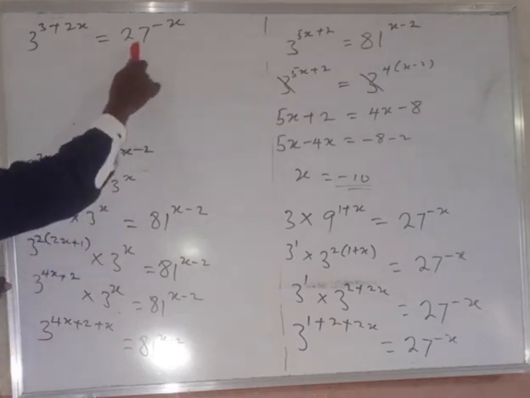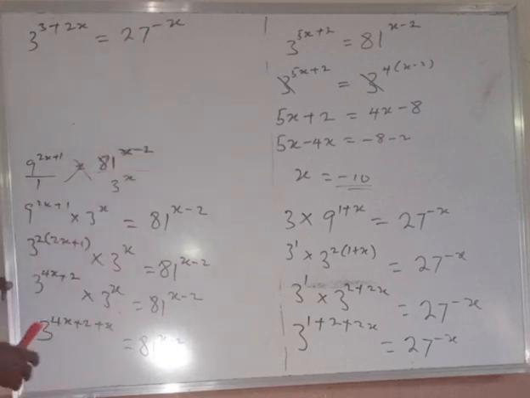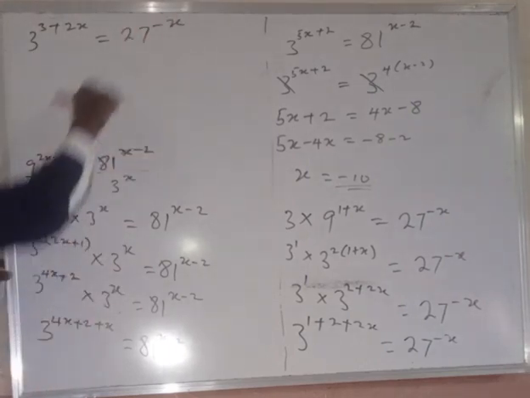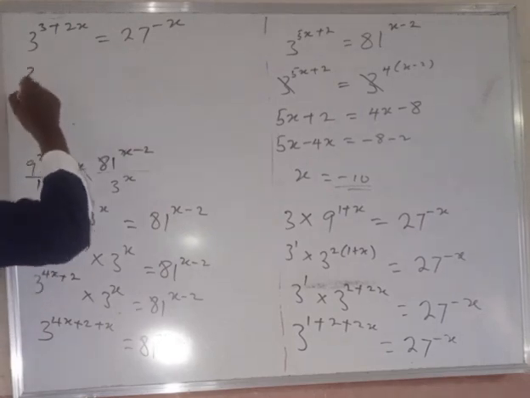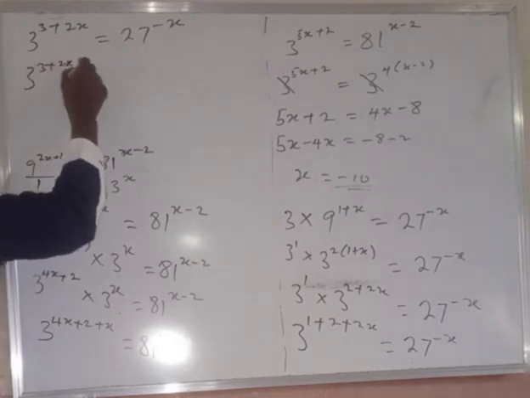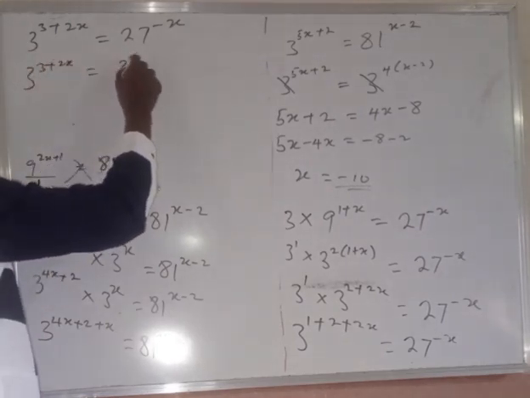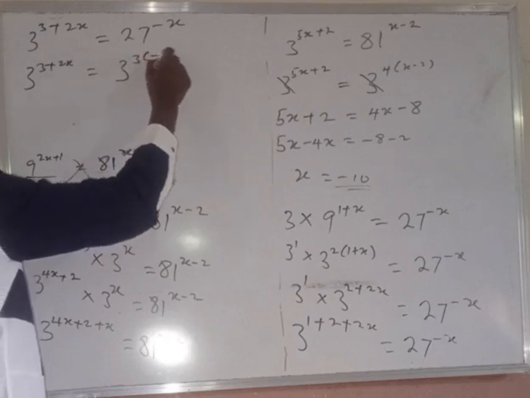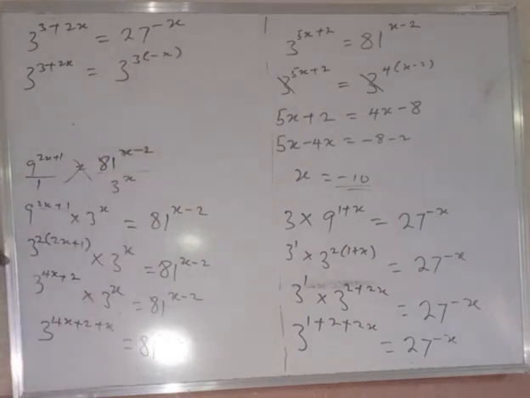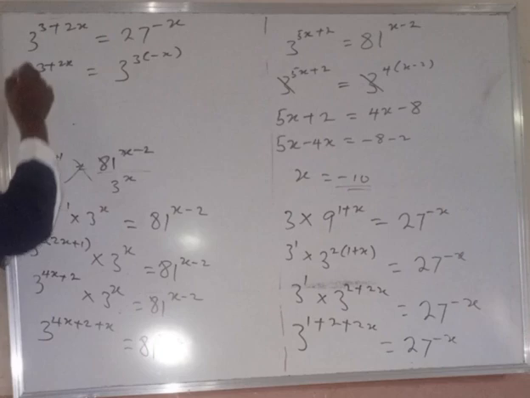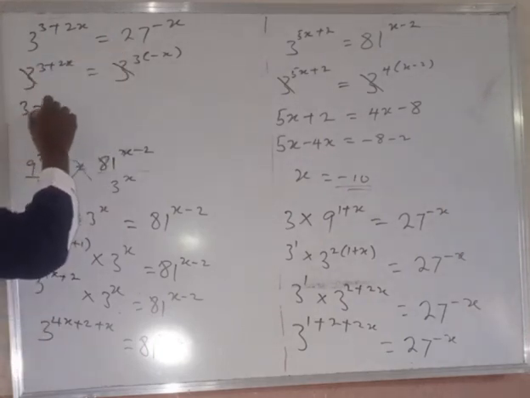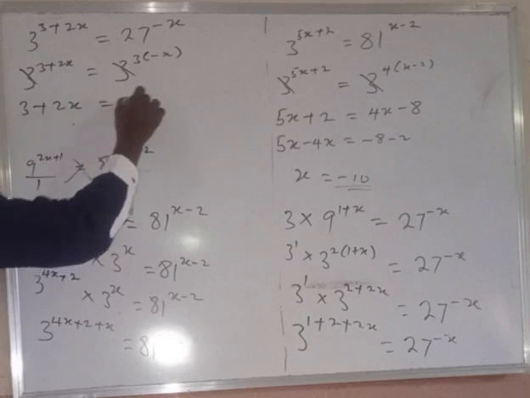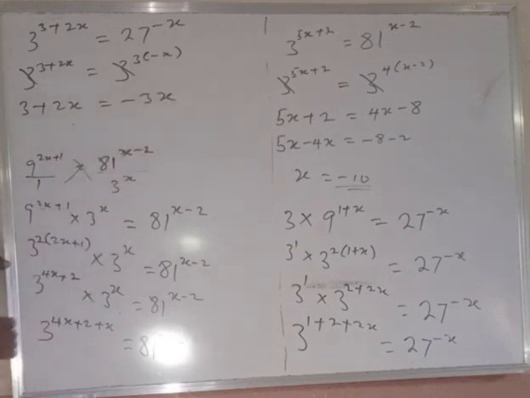Which shows this 27 we have here, we want to rewrite it as 3 raised to power something. Do you get that? And 3 raised to power what will give 27. So here we say 3 raised to power 3 plus 2x is 3 raised to power 3 into minus x. Hope this is clear. So if you want, cut the base. So we are left with 3 plus 2x is equal to minus 3x.